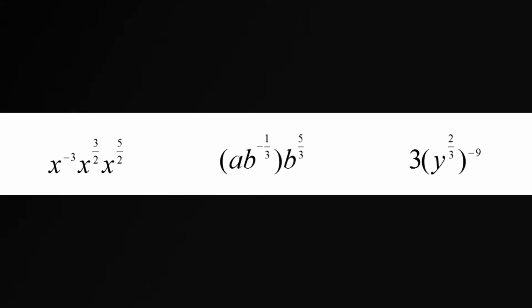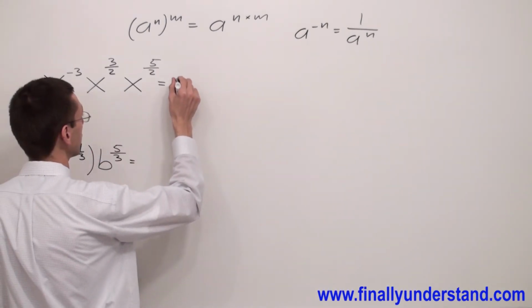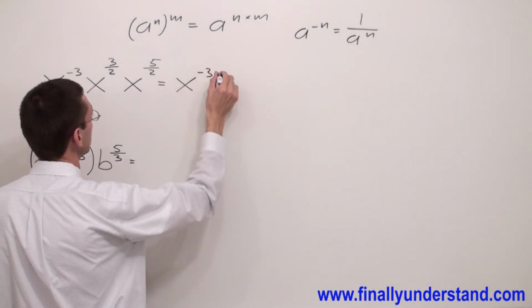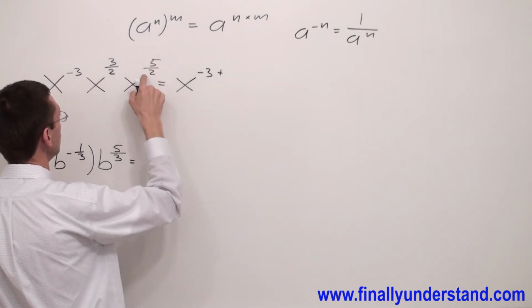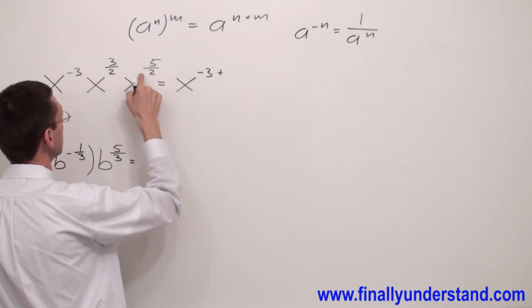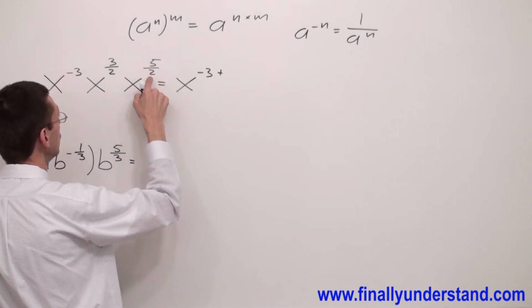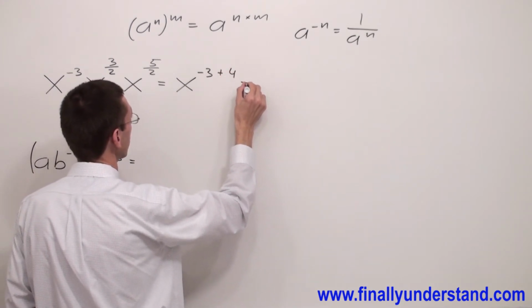Anytime we multiply expressions with the same base, we're supposed to keep the base and add exponents. So I'm going to keep the base. Okay? And I have negative 3 plus 3 plus 5. I can add these two fractions because I have a common denominator. 3 plus 5 is 8. 8 divided by 2 is 4. That's why I'm going to have minus 3 plus 4.